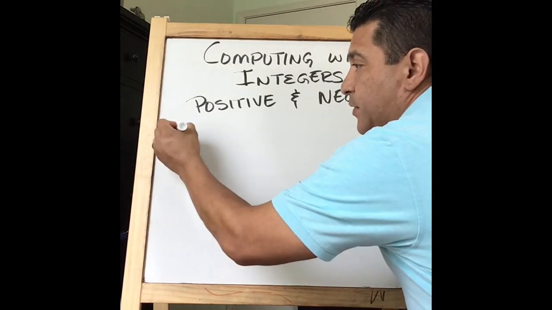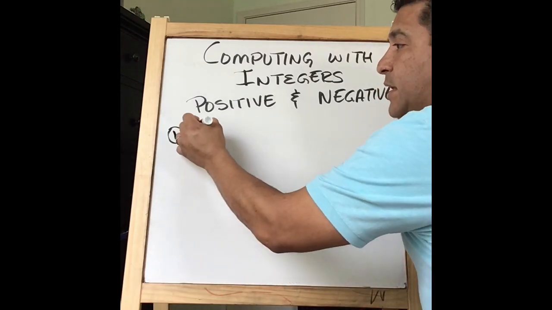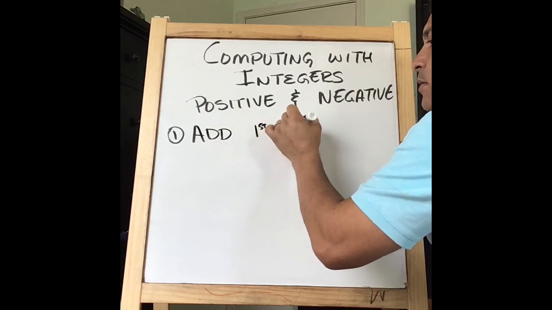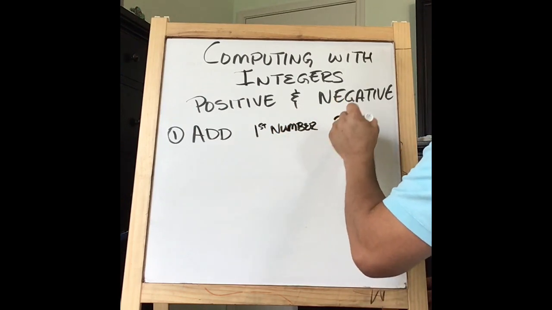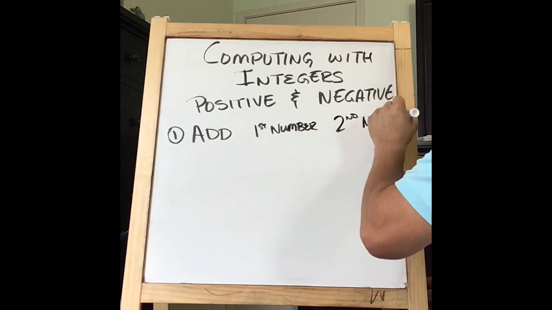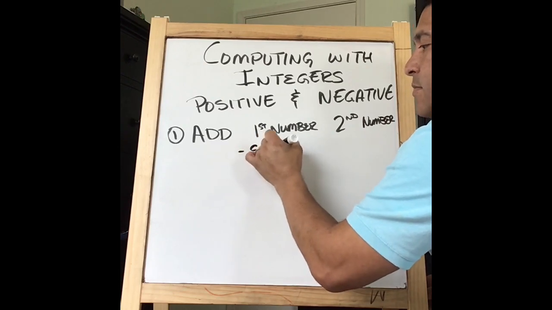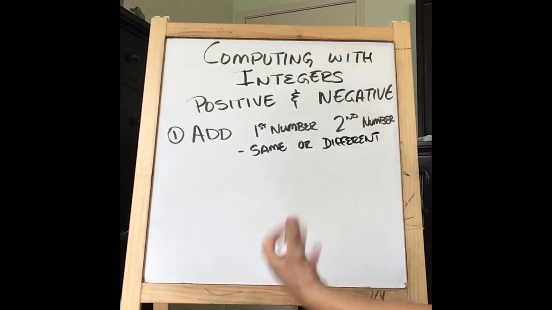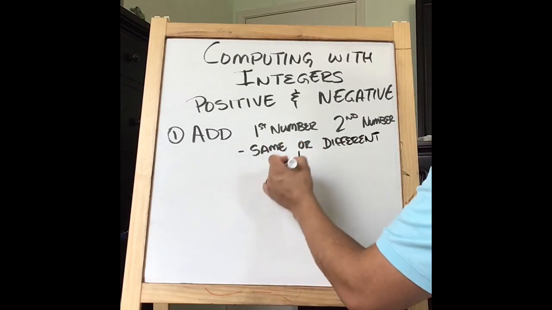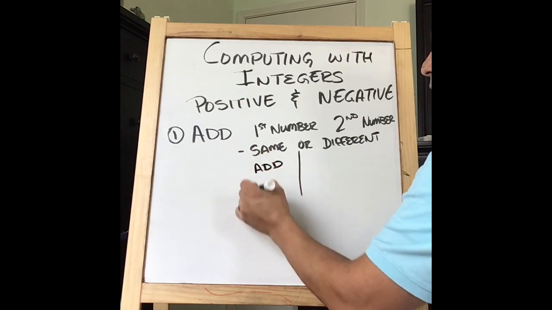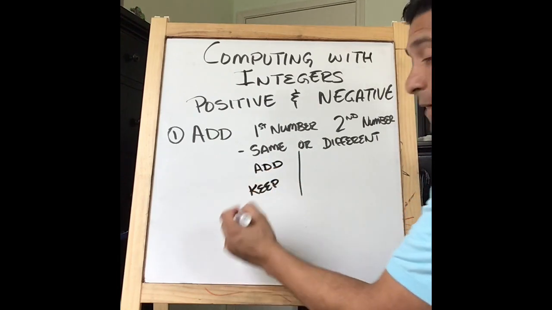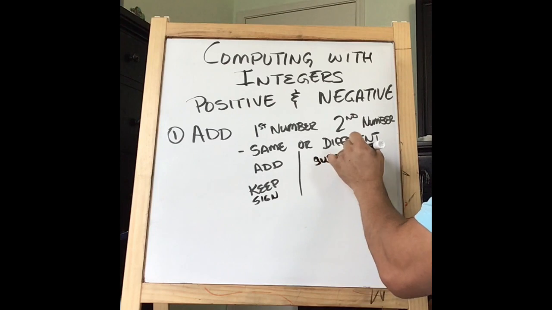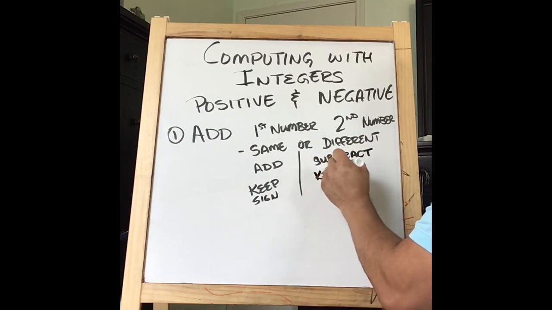So let's look at rule number 1. When we are adding integers, we're going to look at the first number, and then look at the second number, and we're going to determine, are they the same or are they different? Remember, hopefully you guys can remember this, okay? If they are the same, we're going to put a line down the middle. If they are the same, we're going to add the numbers and keep the sign. Okay? If they are different, we are going to subtract the numbers. And then we're going to keep the sign of the bigger number.